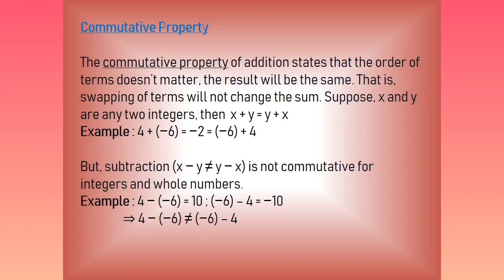4. But subtraction, that is x - y is not equal to y - x, is not commutative for integers and whole numbers. For example, 4 - (-6) = 10. -6 - 4 = -10, which implies 4 - (-6) is not equal to -6 - 4.